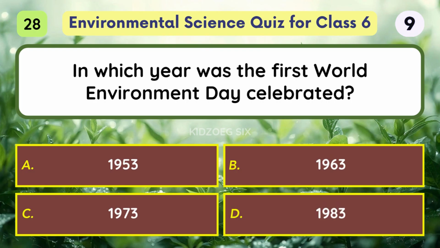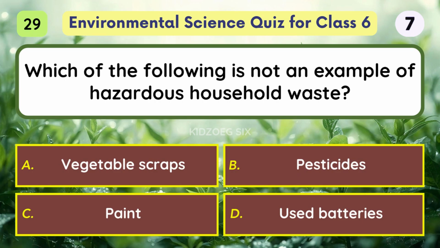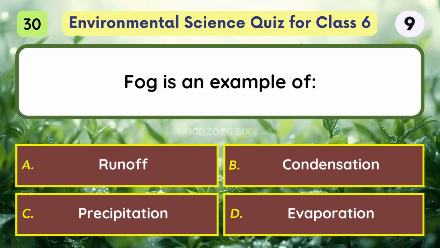In which year was the first World Environment Day celebrated? 1973. Which of the following is not an example of hazardous household waste? Vegetable scraps. Fog is an example of. Condensation.